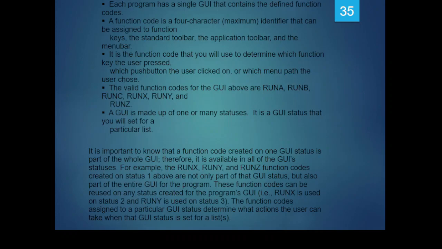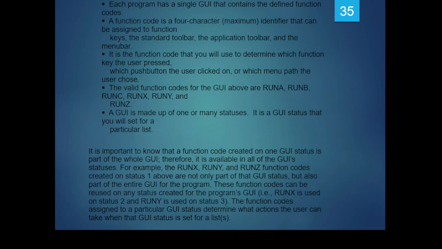Now let's discuss some important points regarding the GUI status and GUI title. It is important to remember the basic concept of graphical user interface. Each program has a single GUI that contains the defined function codes. A function code is a 4-character maximum identifier that can be assigned to function keys, the standard toolbar, the application toolbar, and the menu toolbar.